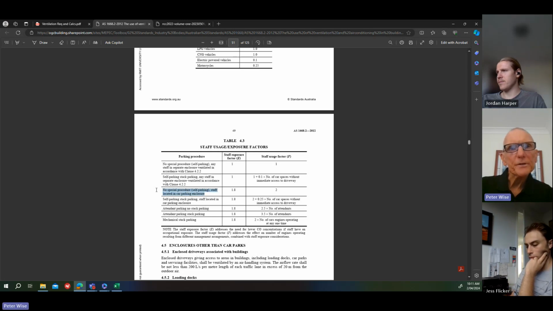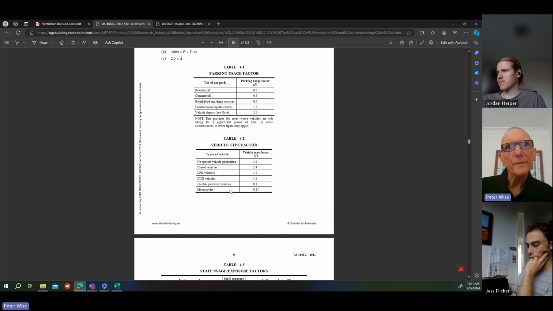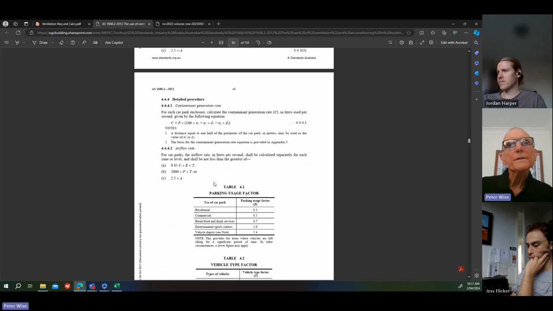No special procedure, in other words, self-parking. You drive in, you park it yourself, but the staff are located in the enclosure. They're not protected from carbon monoxide. So that's a higher factor for E. And I think that makes sense. So you can look at all those different options depending on the car park.